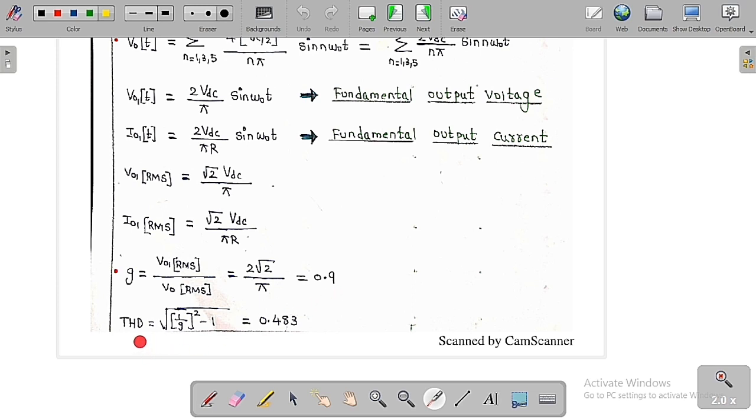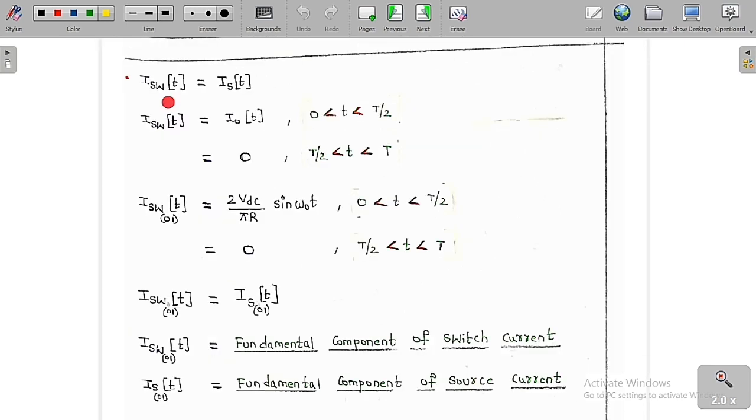Now if you want to find the THD, it is equal to under root of 1 by G whole square minus 1. If you substitute G and solve this, we get 0.483. So THD is equal to 0.483 or simply 48.3%. Now you can see clearly the current through the switch is equal to the source current, because the freewheeling diodes are not conducting at all for a pure R load.